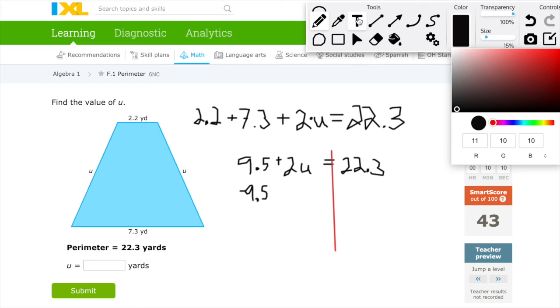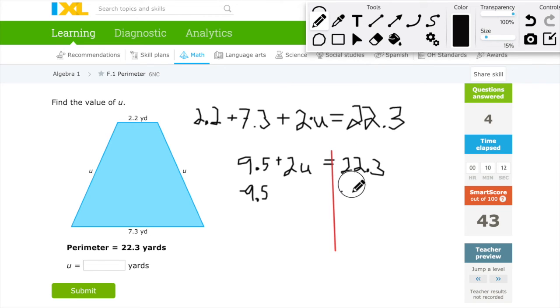And subtract 9.5 from the 22.3 as well. When we do that, that cancels because it's a plus and a minus of the same number. We have 2 times u left over equals 22.3 minus 9.5, which is 12.8.